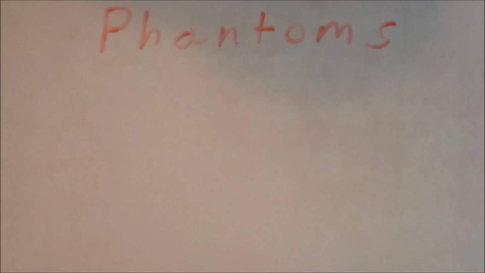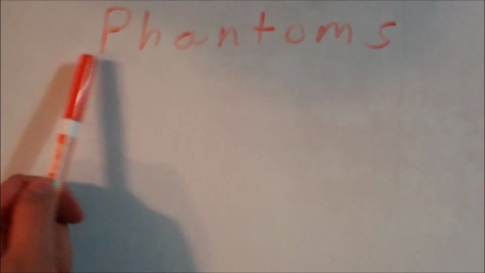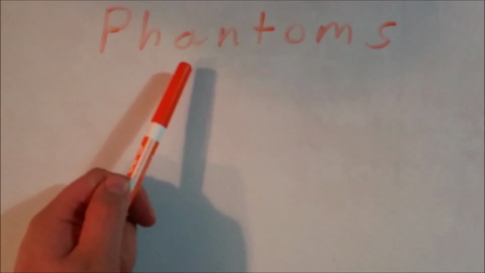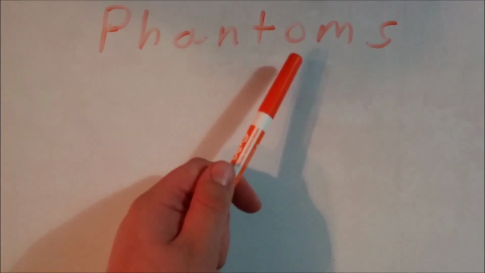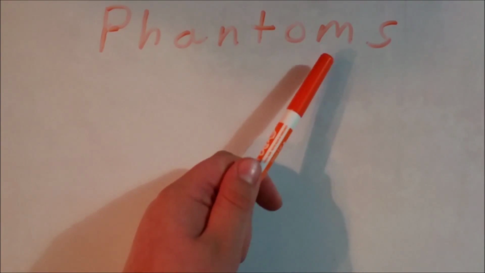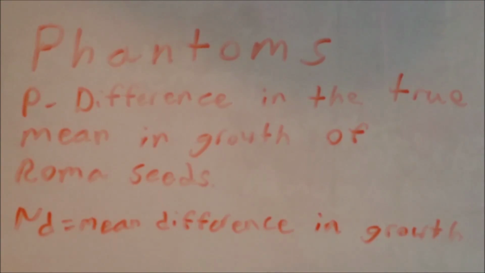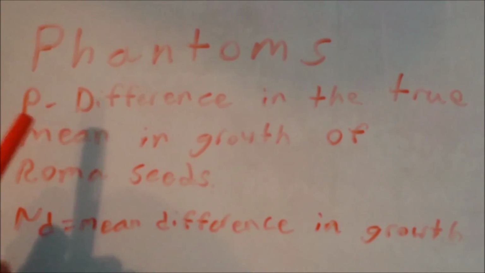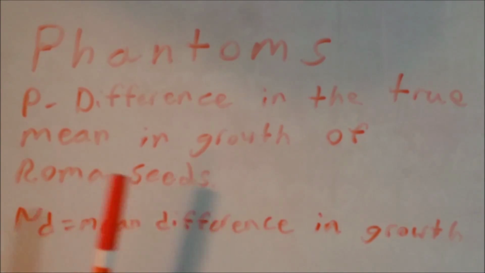To solve this problem, you would need to use PHANTOMS. PHANTOMS stands for parameter, hypothesis, assumptions, name the test, test, obtain a p-value, make a decision, and then state your solution in context. For P, the parameter is the difference in the true mean growth of Roma seeds.